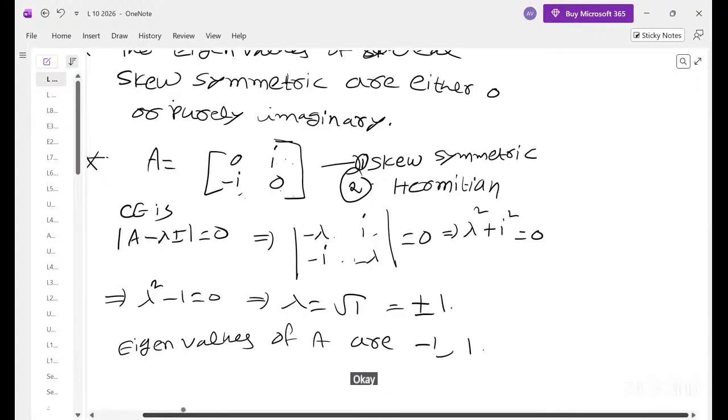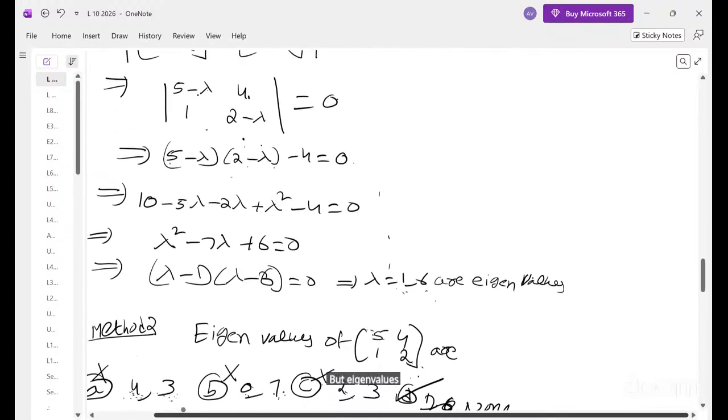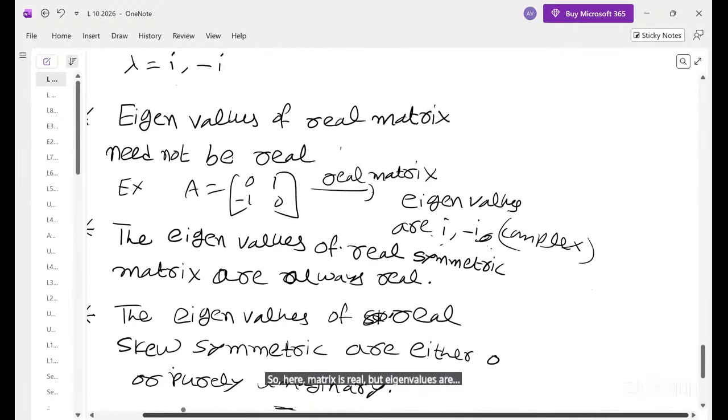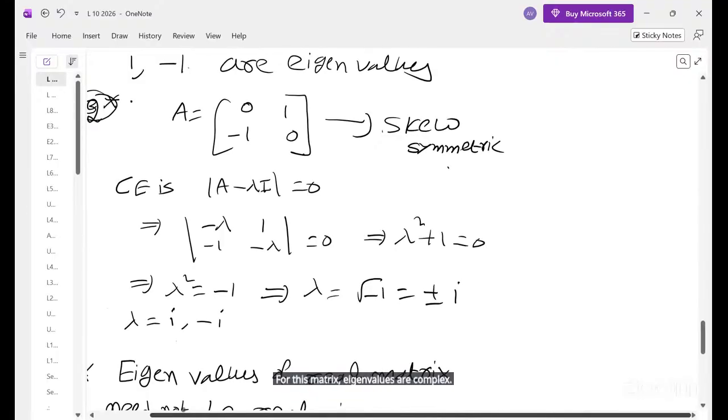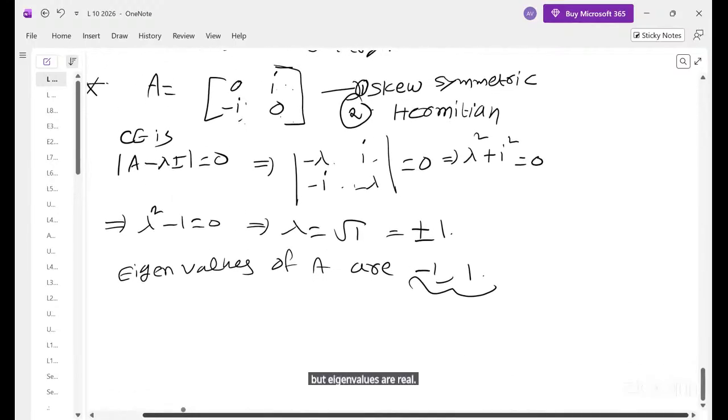Okay. Now, eigenvalues of A are 1, minus 1. This matrix is complex, but eigenvalues are real. Whereas previously the matrix was real, but the eigenvalues were complex. Real matrix, complex eigenvalues. Complex matrix, but eigenvalues are real. So a complex matrix need not have complex eigenvalues only. It may have real eigenvalues also.